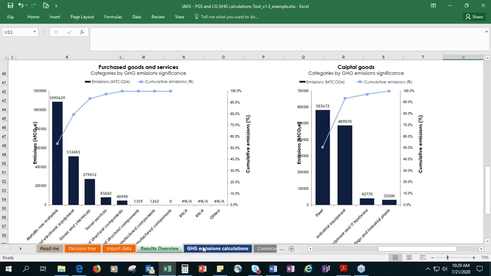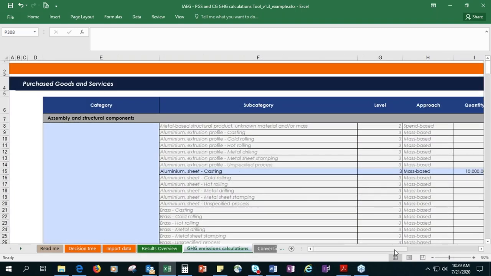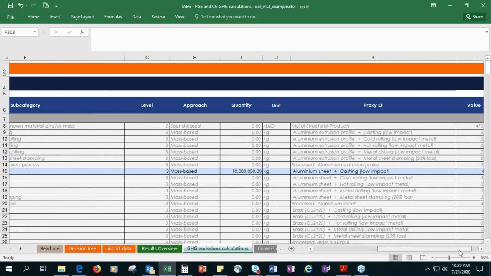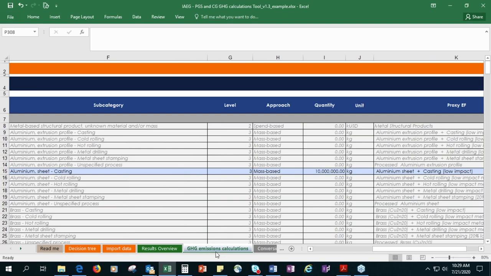And so to peel back the curtain a little bit, I'll just briefly walk through some of the back-end calculations. So here, this is all pre-populated. There's no input required on the GHG emission calculations tab, but this will show you highlighted in blue every single option of category you saw in those drop downs. You'll see highlighted in blue the ones that you've populated and selected, as well as the quantity that you've entered as an input into the tool in which unit.